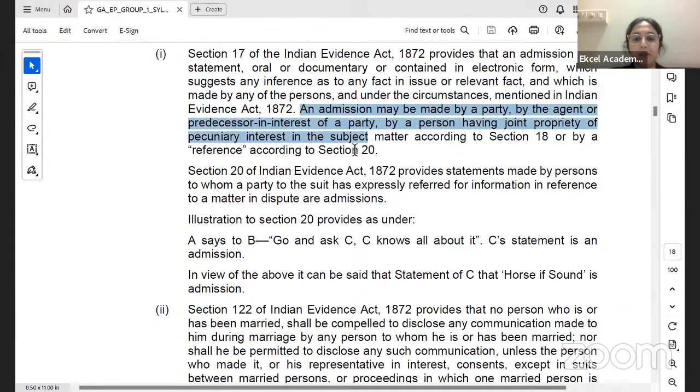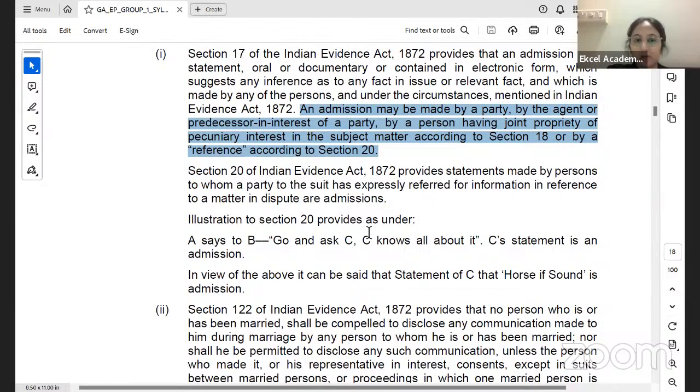An admission may be made by a party or by an agent. See, who can make the admission? A confession can be made by that person alone, but an admission can be made by his agent or any predecessor in interest, or a person who has a joint property or pecuniary interest in the subject matter.